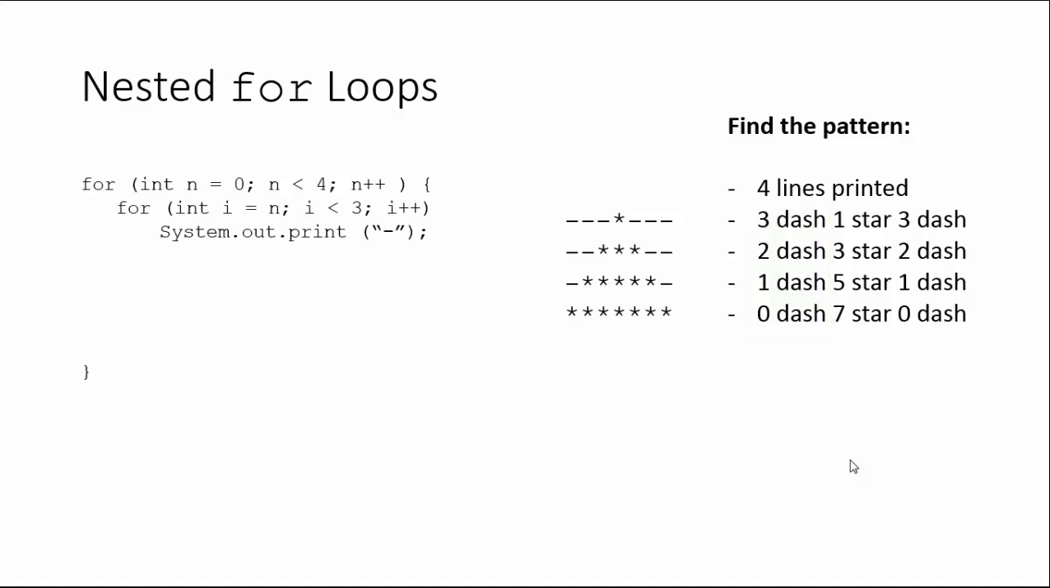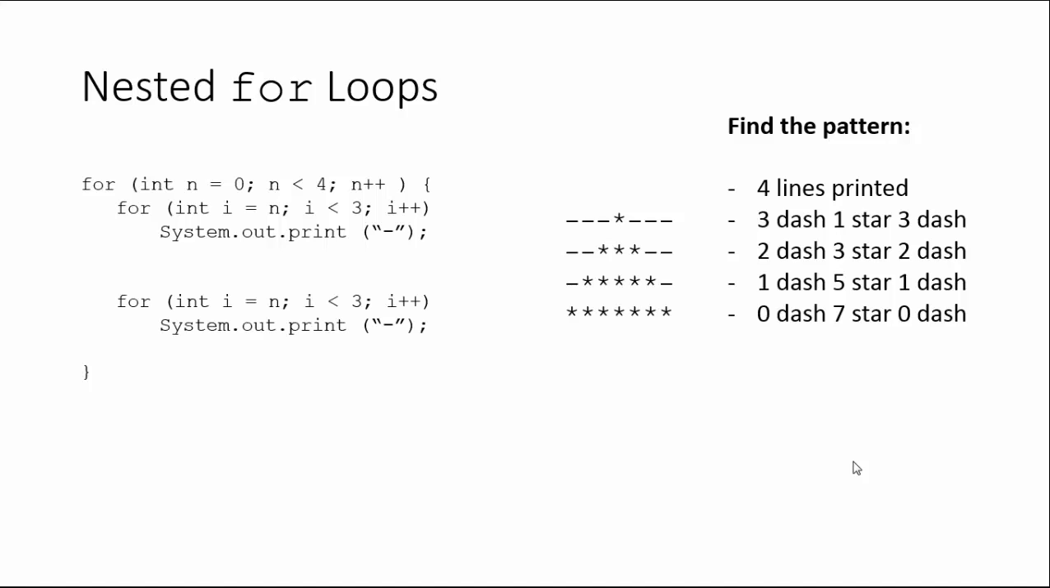So if we create a new counter i and initialize it to whatever n is, then we can loop from that point up until, but not including, 3. So the first time in the loop, n is 0. So that will print 0, 1, or 2, which will give us 3 dashes. At the end of the line, the pattern is the same, so we'll duplicate our loop at the end.